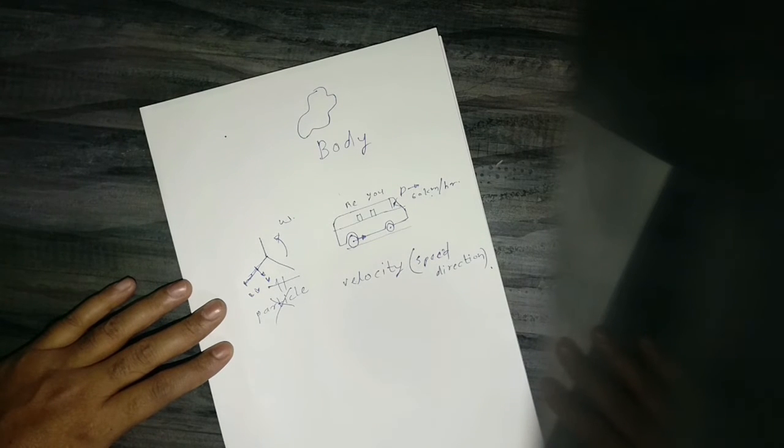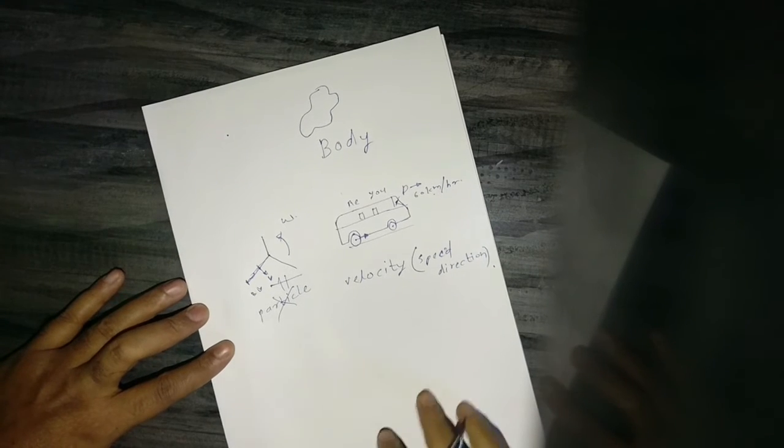So just remember one thing: if you're calling a body a particle, make sure you check all the points on that body, whether it has the same velocity or not. If it has the same velocity, you can call it a particle. It's really simple. Now let's consider another case.